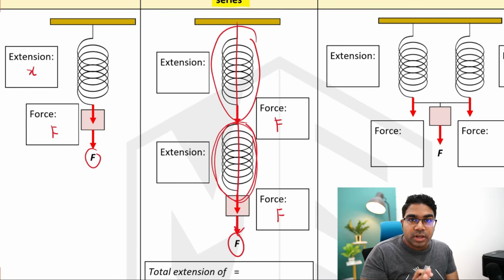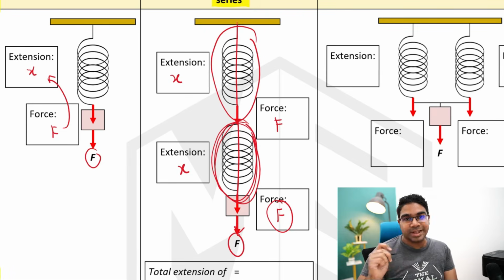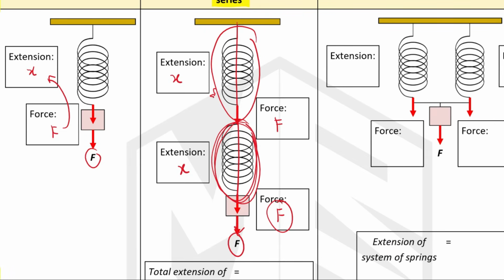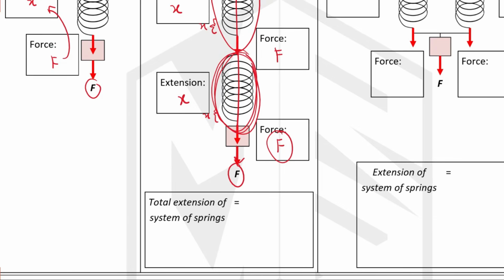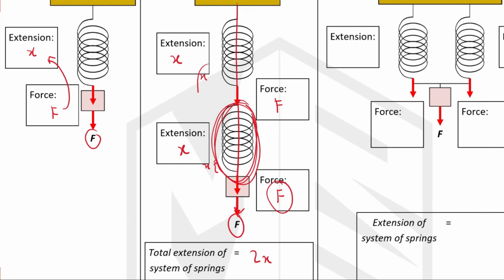It is distributed along the string. And so we know that when the spring experiences a force of F, the extension should be X. And so the extension here is X and the extension here is X as well. And what is the total extension then? Since the extension is vertical like this, we have an extension of X and X. The total extension will be 2X. We sum them up, we add them together.